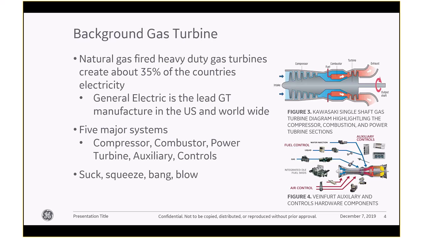To summarize a gas turbine, a common phrase is suck, squeeze, bang, blow. We want to suck in air, squeeze it, pressurize it. We want to explode it, increase the temperature, and then blow it out through the turbine.